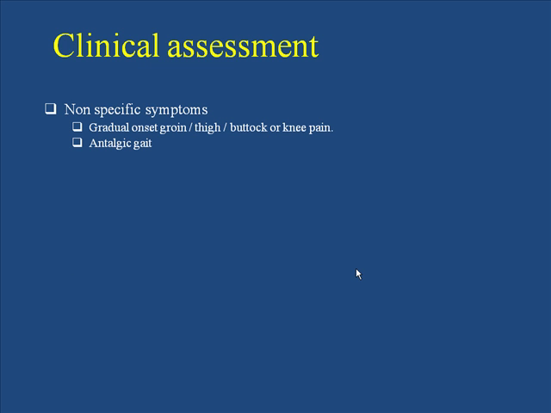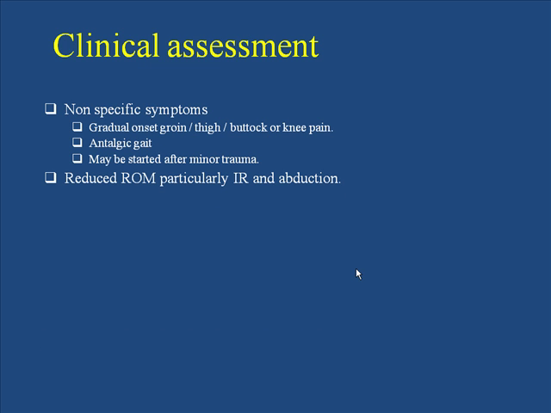So before we progress further, we need to assess those people. Most of them have non-specific symptoms in the form of gradual onset groin, thigh, buttock, or even knee pain. They have an antalgic gait and it may have started after minor trauma. When you examine them, there is reduced range of movement, particularly in internal rotation and abduction.